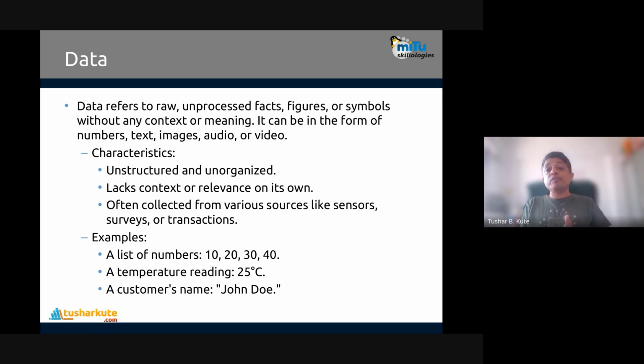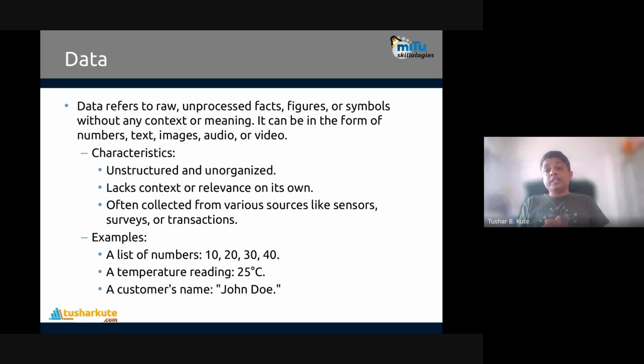What are the features of it? Definitely it's unorganized. As you take, you store, you copy, you store. Everything is stored there. It is unstructured also, because there is no defined structure for this. It lacks context or relevance on its own. We have downloaded, saved, copied, saved there. No relations with the previous or next data which you are taking.